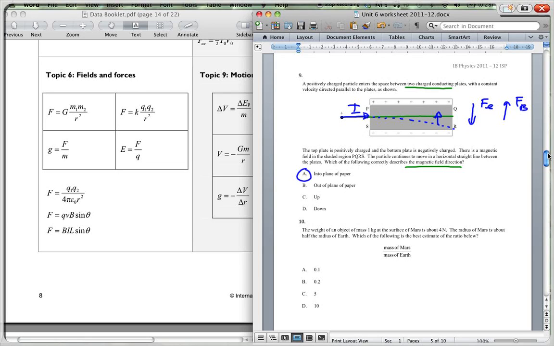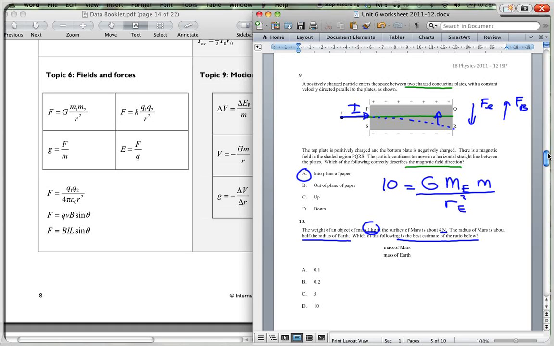Looking at question 10, it says the weight of an object of mass 1 kilogram at the surface of Mars is 4 newtons. The radius of Mars is about half the radius of the Earth. Which of the following is the best estimate for the ratio of the mass of Mars to the mass of the Earth? Okay, so for the Earth, if it was 1 kilogram, the force on it would be about 9.8, let's say 10 newtons, and that would be G times the mass of the Earth times the mass of the object, divided by the radius of the Earth squared.